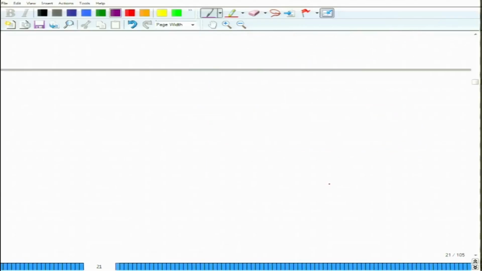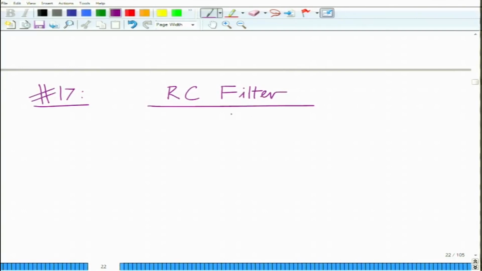Okay. Alright. So, let us proceed to the next problem, that is problem number 17, and this is with respect to an RC filter, and this talks about the rise time of an RC filter. Okay.